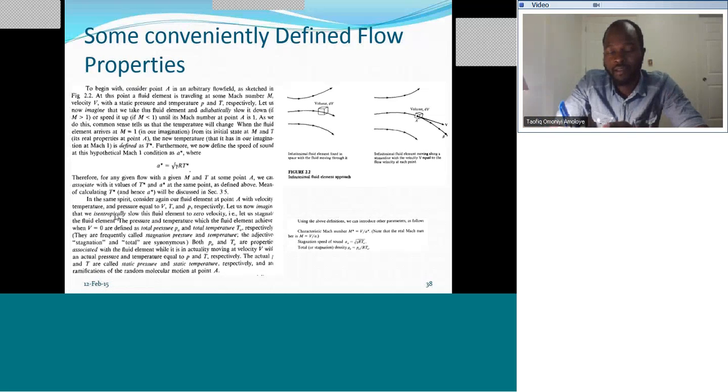That state is called the stagnation state, and the value of pressure it has then is termed the total pressure, and we denote it by P naught. And then the value of temperature it will have at that point in our imagination, we term it T naught. So P naught, T naught. They can also be called stagnation pressure and stagnation temperature, respectively, as the textbook says. Stagnation and total mean about the same thing in this sense.